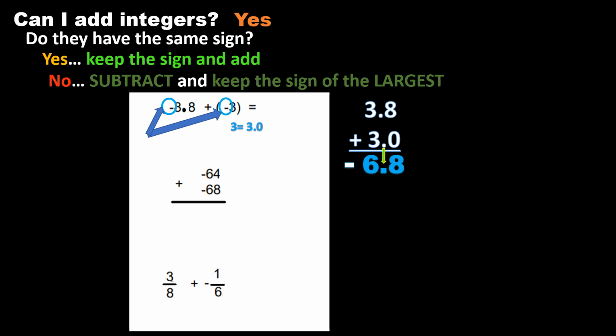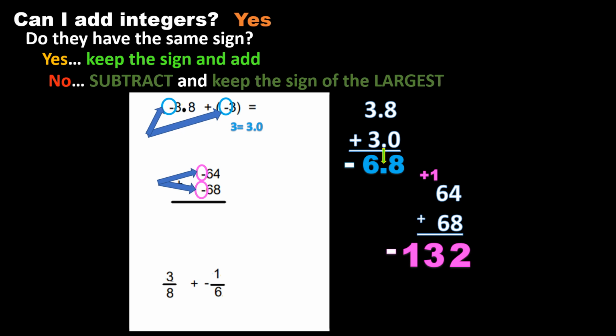So I look at it, I know I can add them. Do I have the same sign? Yes, indeed I do. So I'm simply going to do the addition. When I add them, 8 and 4 is 12. I carry my 1. 6 plus 6 is 12 plus 1 is 13. My answer is 132, but then I look and I remember they're both negative, so I have to have a negative 132.